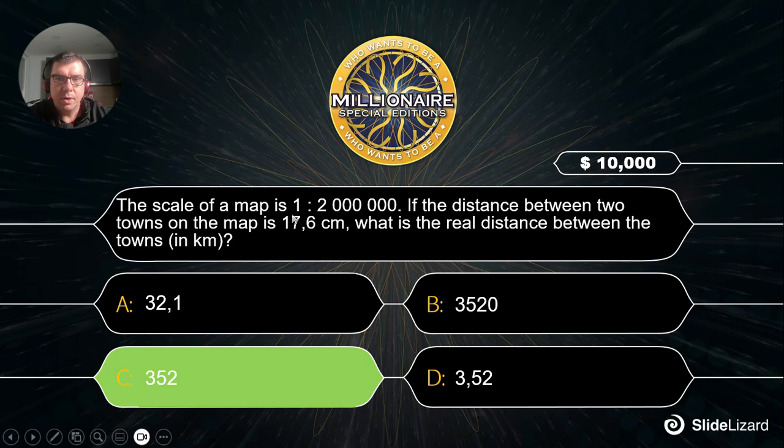That is correct. The scale indicates how many centimeters on the map correspond to how many centimeters in reality. So 1 centimeter on the map is the same as 2 million centimeters in reality, and 2 million centimeters is the same as 20 kilometers. So if I have 17.6 centimeters on the map, I just multiply by 20 and I get 352 kilometers in reality.